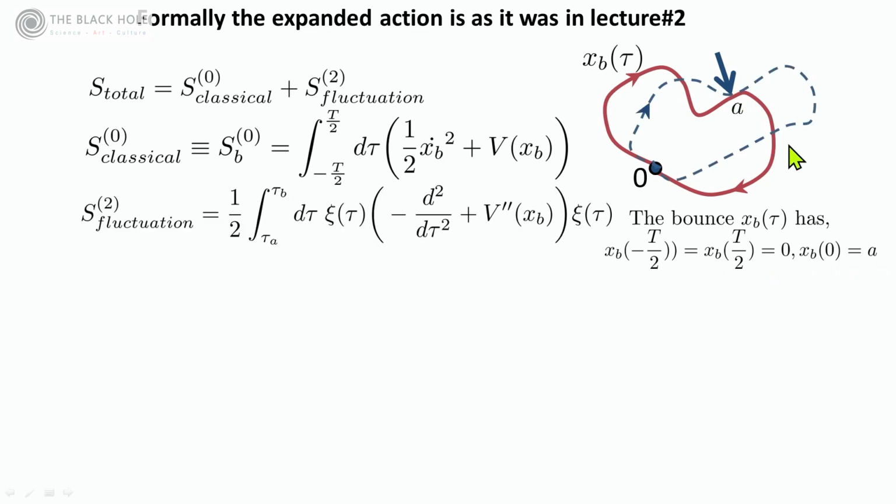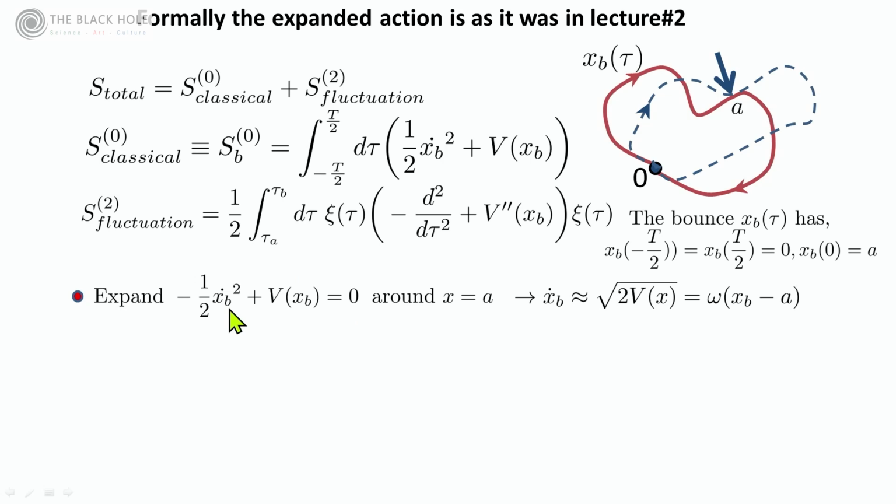There's also the fluctuation part, so all kinds of fluctuations that the Feynman path integral says we have to sum over. Now, let's take this and expand around the point x equals A. That's pretty trivial. xb dot is 2 times square root of V of xb. When you expand that around the point x equals A, then of course the first term will be the derivative times xb minus A.